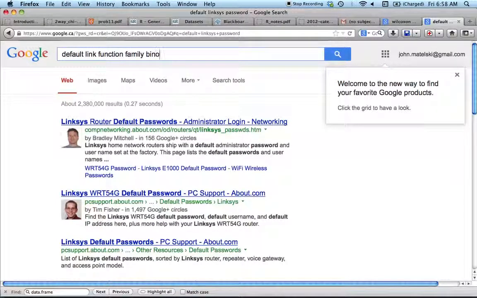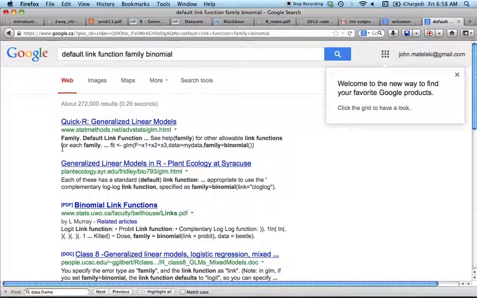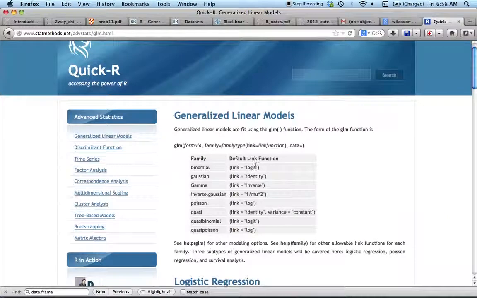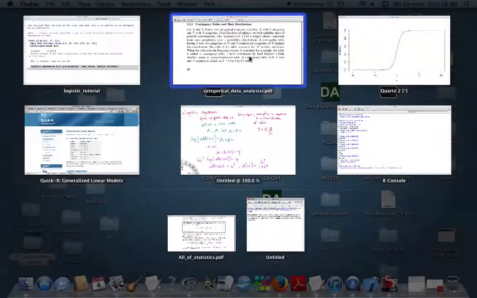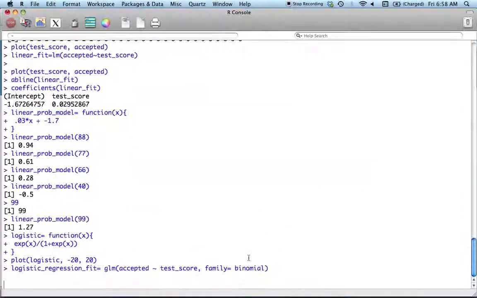Family binomial. And the first thing that comes up is generalized linear model, so they know what I'm talking about. Right, so it's going to use this thing by default, so we don't actually have to specify anything else other than the family of the model. Okay? So I'm going to do it.